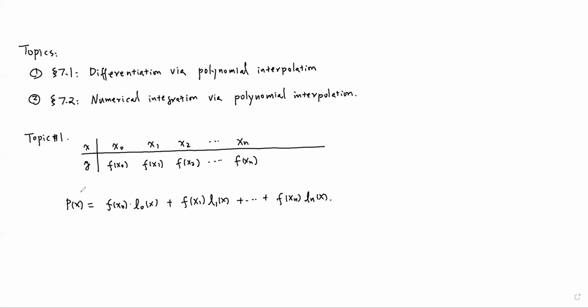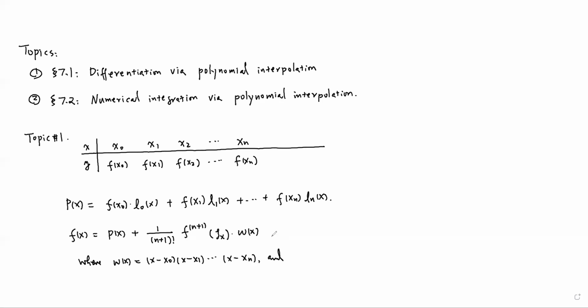The error, how far this P is from the function f, is the error term. The error term is 1 over (n plus 1) factorial, times the (n plus 1)th derivative evaluated at some point psi. The point, of course, depends on x. And then times w(x), where w(x) is (x minus x0) times (x minus x1), and so on.